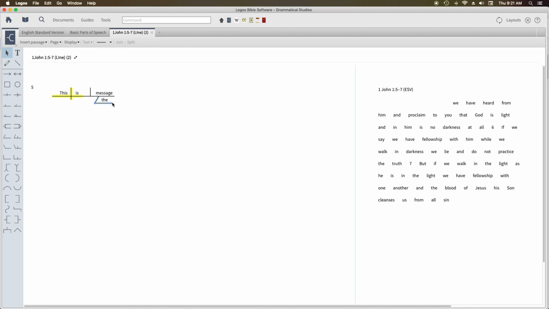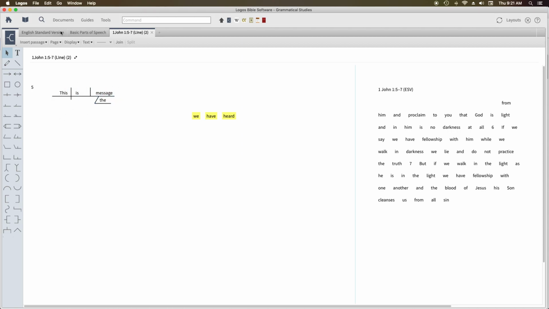One thing I love about the shapes here is you can make them as long or as wide as you need to. I don't need it that wide because the is not a big word. And it is showing that it's underneath this. Okay, this is the message. Now here we have a unique situation because we have another subject and we have another verb. However, we don't have anything linking these two clauses together.